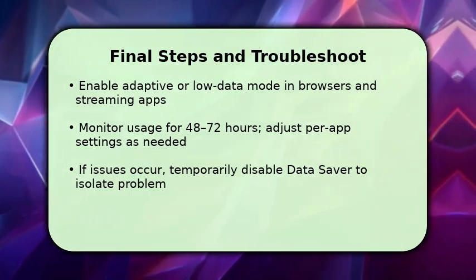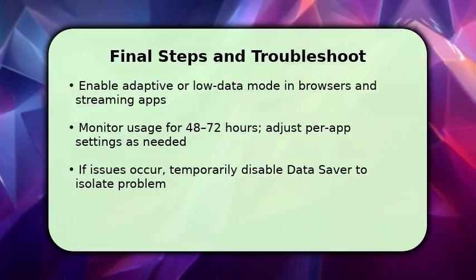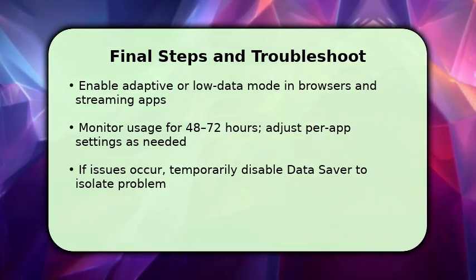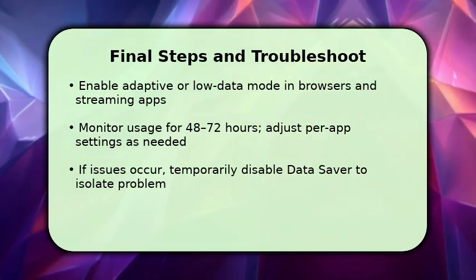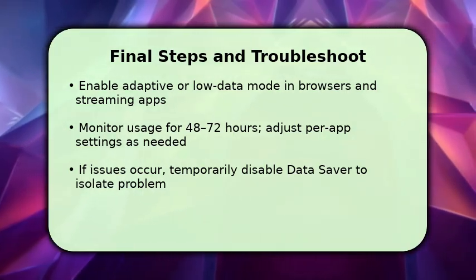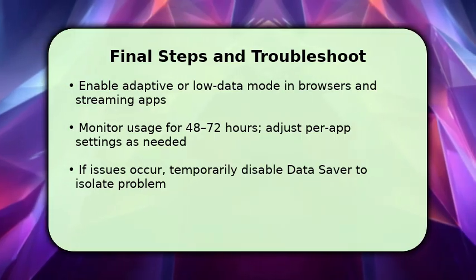Then monitor your mobile data usage for 48 to 72 hours and tweak per app settings if one app still consumes too much. If notifications or sync fail, temporarily disable Data Saver to confirm it's the cause. Make sure the problem persists before changing core app permissions. This isolates issues and keeps your data saving.